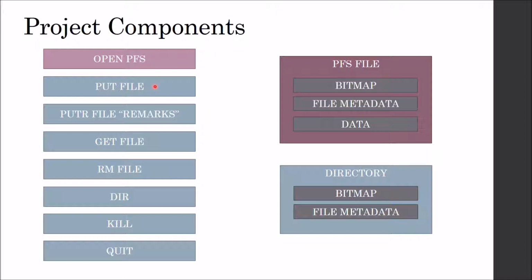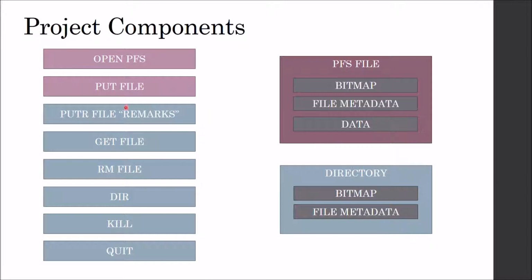For the put file, what it does is it goes into the directory, searches the bitmap to see if enough space is available. Then it also searches the file metadata to see if the file already exists in the directory. And if it does not, it goes ahead and adds the information, so updates the bitmap and the file metadata with a new file, and then goes into the PFS file, updates the bitmap there, and inserts the file control block, and then adds the data.